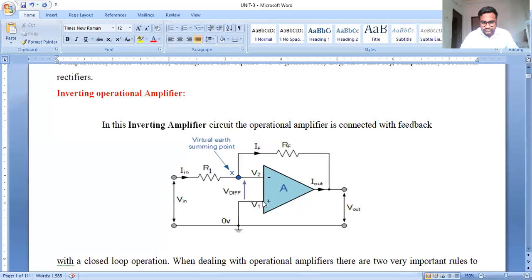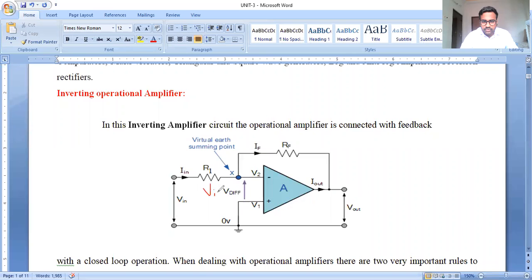Next, the positive connection. This is the non-inverting terminal, which is grounded. This is the differential voltage, VID. Let me explain what is meant by VID.